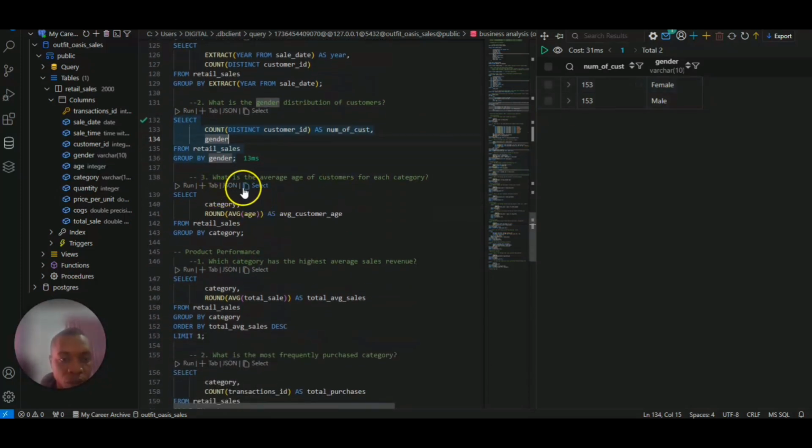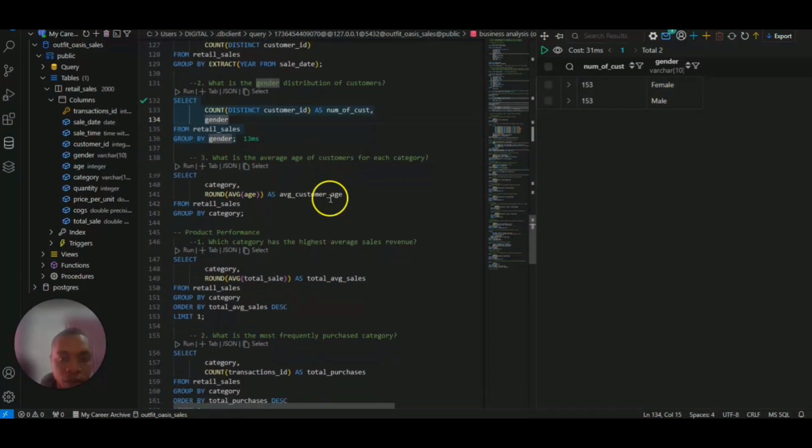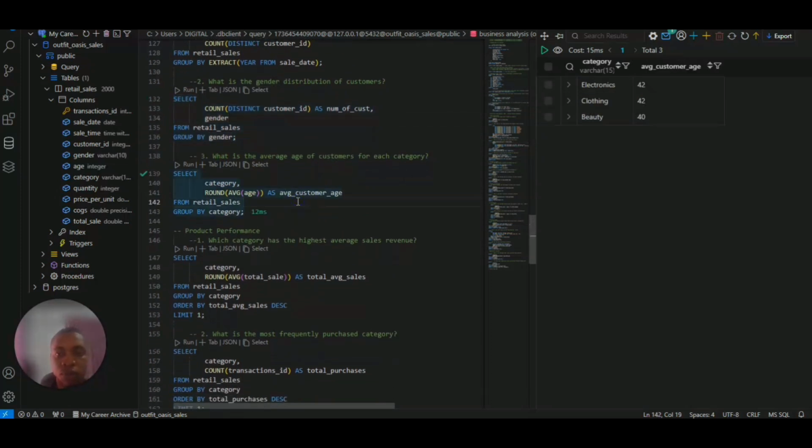Number three, what is the average age of customers for each category? You can see the average age in each category is 40. So this invariably means that our customers are mostly under this age range.